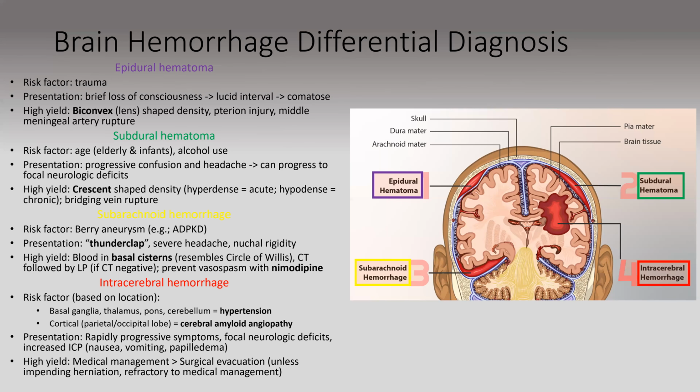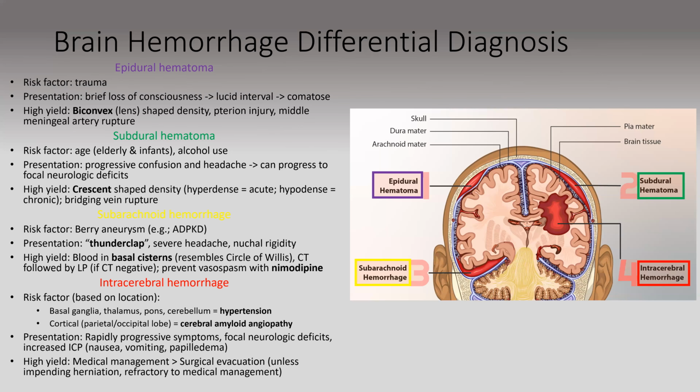But the next thing that people don't think about oftentimes is there's nuchal rigidity. So if you see the most rapid onset meningitis you've ever heard of, it's probably a subarachnoid hemorrhage. High yield, so they'll say blood in the basal cisterns. If you look at an imaging and you see a hyperdense lesion that looks like the circle of Willis, it looks like somebody drew the circle of Willis, then that's what this is.